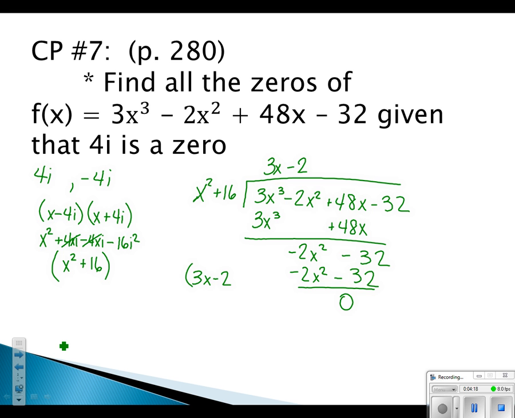So if this is our remaining factor, a positive 2/3 is my remaining zero. So all three of my zeros: they gave us this one, which means we also have this one, and we just determined through long division that 2/3 would be our final zero.